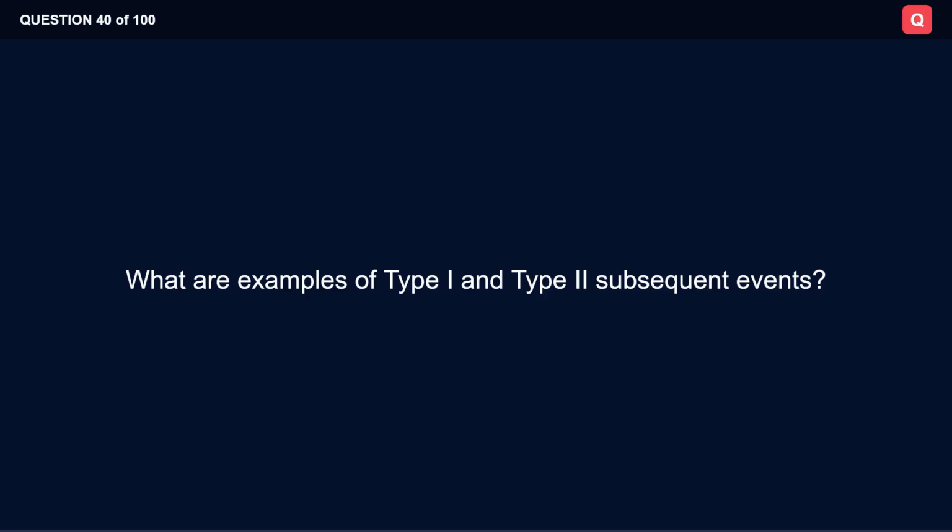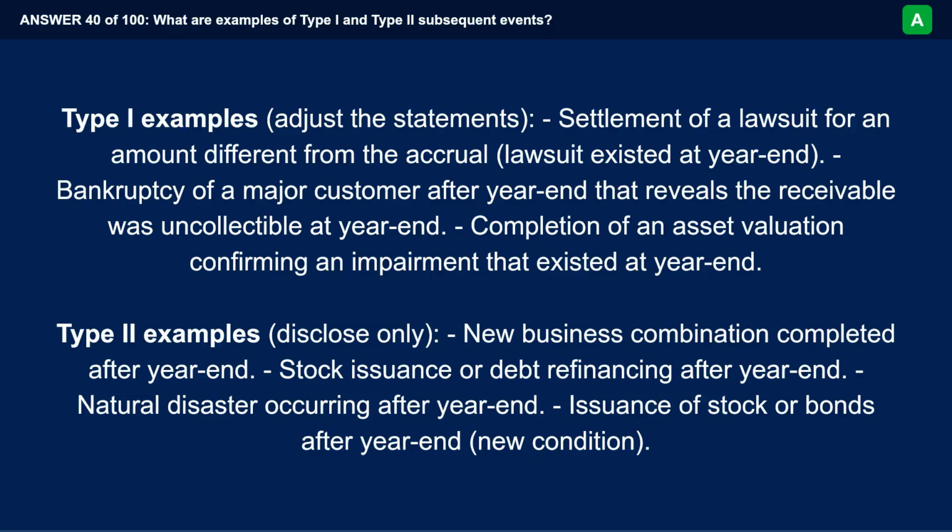What are examples of Type I and Type II subsequent events? Type I examples adjust the statements. Settlement of a lawsuit for an amount different from the accrual, where the lawsuit existed at year-end. Bankruptcy of a major customer after year-end that reveals the receivable was uncollectible at year-end. Completion of an asset valuation confirming an impairment that existed at year-end. Type II examples disclose only: a new business combination completed after year-end, stock issuance or debt refinancing after year-end, a natural disaster occurring after year-end, issuance of stock or bonds after year-end, a new condition.